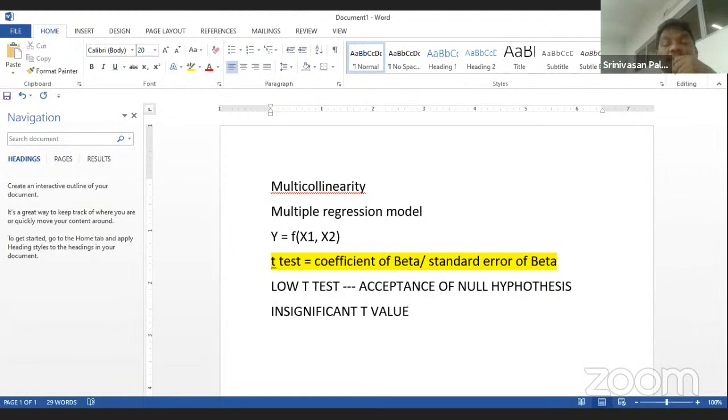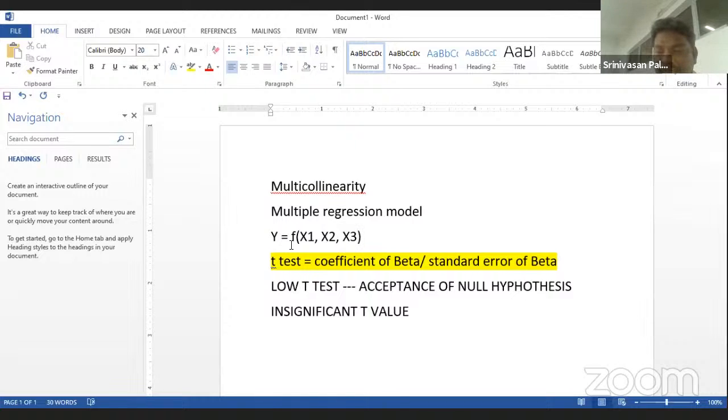So what are the solutions for multicollinearity? You can drop one variable. Either x1 you can drop or x2 you can drop, or try to incorporate some other variable. Maybe I am just typing here x3, or transformation, first difference technique. Just several trial and error methods. So this is about multicollinearity.